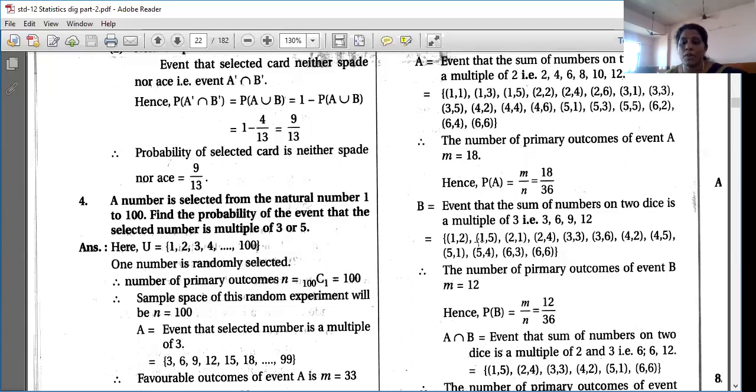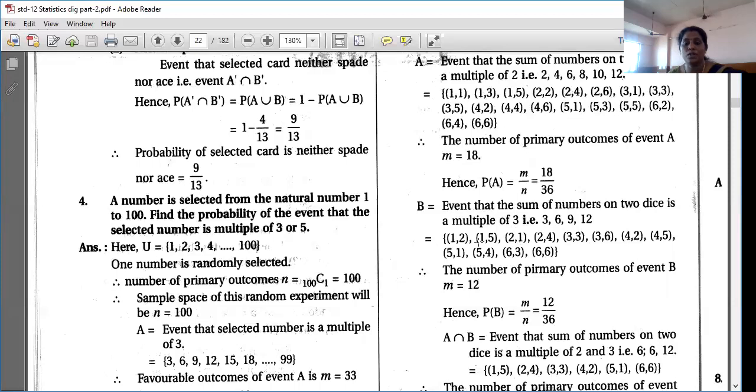Event B is the sum of the numbers on the two dice is a multiple of 3. That means 3, 6, 9, 12, 15. Like this number should come. Okay, so we'll be taking the numbers that is 1, 2. That is 1 plus 2 is 3. Right? So we will not take 1, 1 because 1 plus 1 is 2. So 2 is not a multiple of 3. Then we will not take 1, 3. Again 1 plus 3 is 4. So 4 is not a multiple of 3. Right? So 1, 2. So 1 plus 2, 3. So 3 is a multiple of 3. 1, 5. 1 plus 5, 6. So 6 is a multiple of 3.